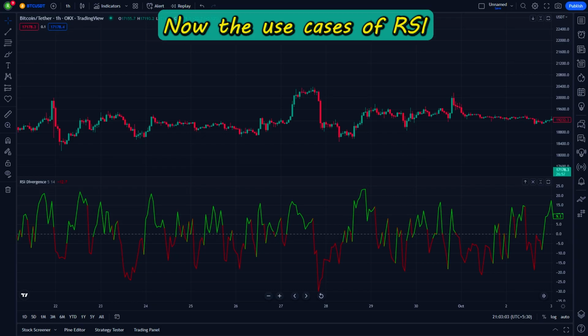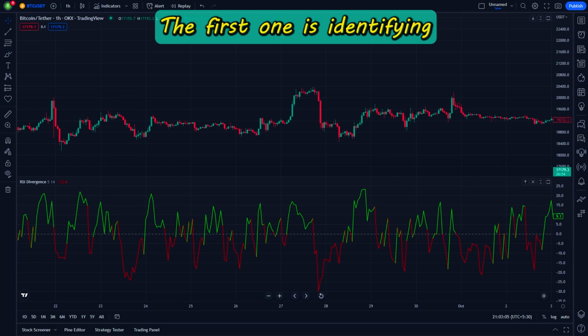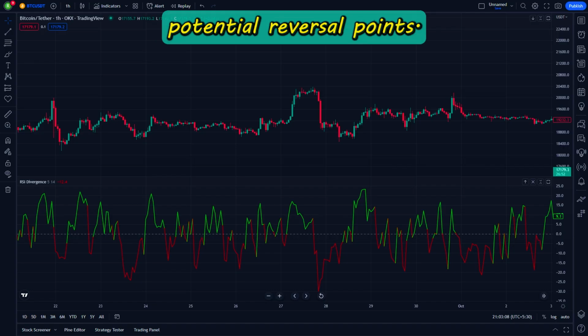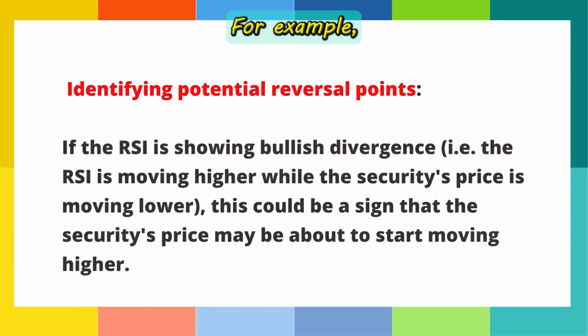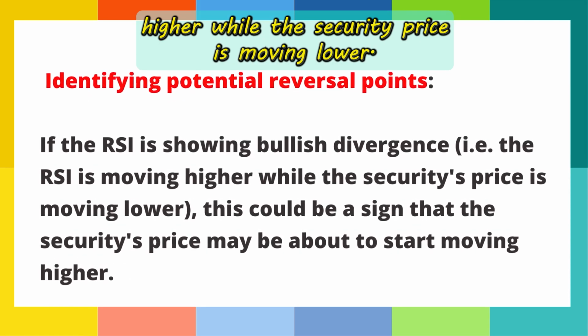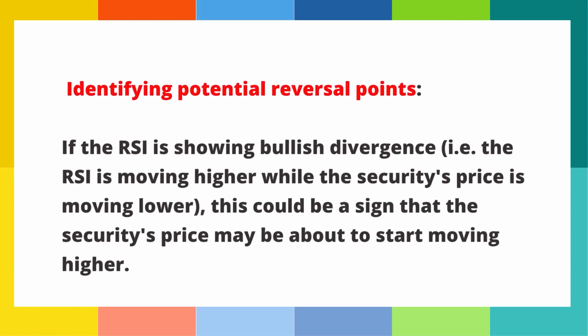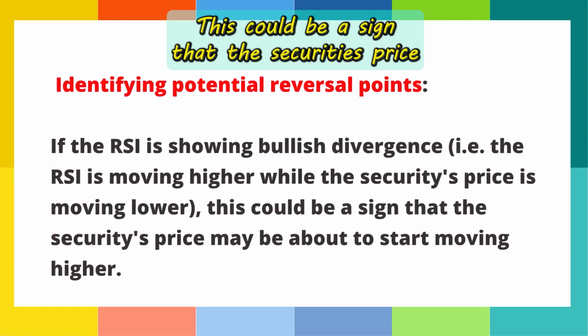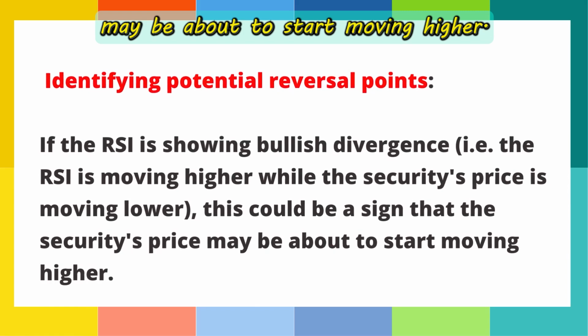Now, the use cases of the RSI divergence indicator. The first one is identifying potential reversal points. For example, if the RSI is showing bullish divergence, that is, the RSI is moving higher while the security price is moving lower, this could be a sign that the security's price may be about to start moving higher.